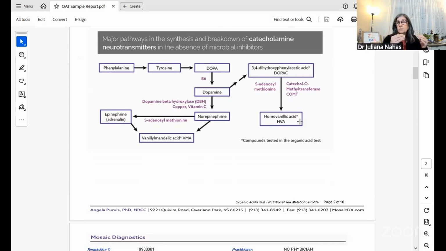That we have to go upstream from that to figure out, okay, where's the deficiency happening? Do they need B vitamins? Do they need copper? Do they need vitamin C? And so that's where we bring in other testing to try to figure out where's the hiccup, right?